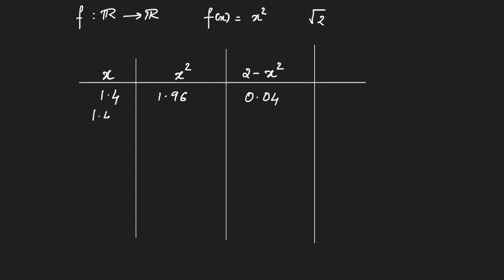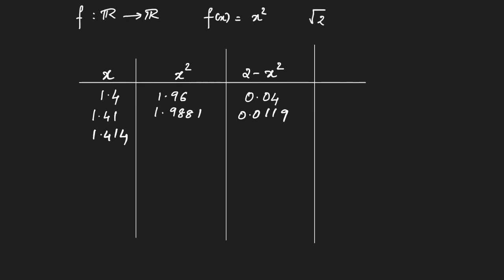Instead, if you had 1.41, then the x squared value is equal to 1.9881. I had calculated it before. If you do not trust me, you can check it using a calculator. And the error now would be equal to 0.0119. Notice that the error in the value of x squared has also decreased when the error in the value of x decreased.